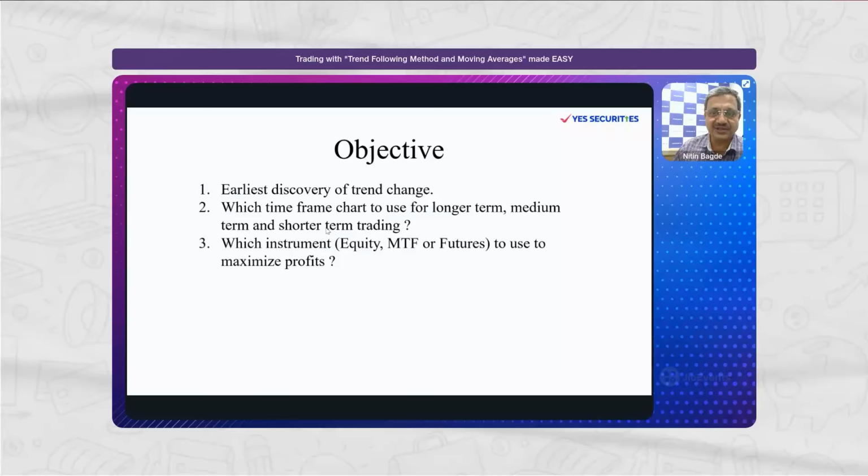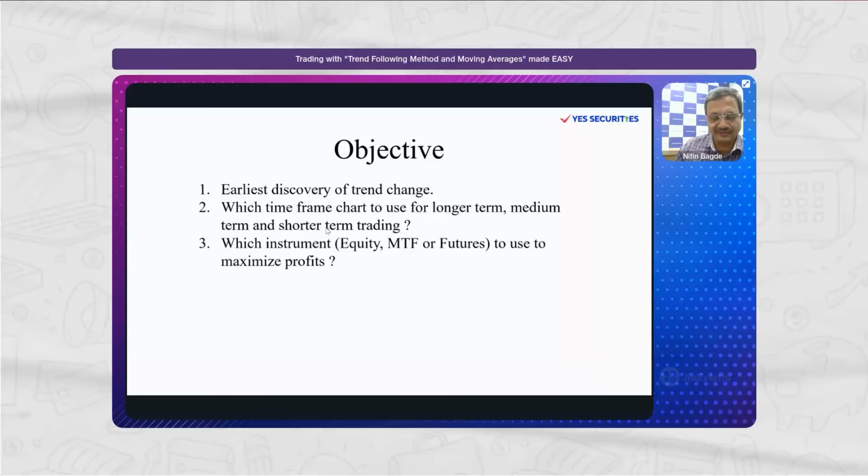Whereas in futures, even a small pullback can make a problem, because in futures one has to pay mark to market. So it is a leveraged position with huge quantity, and if large pullbacks are there, then futures trading can be difficult. So at what stage one should use which instrument, that also I'll be telling.